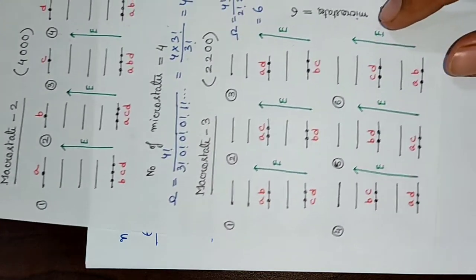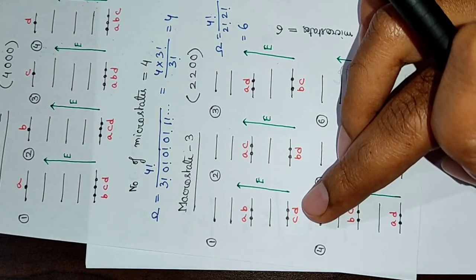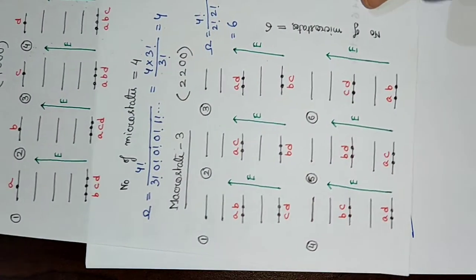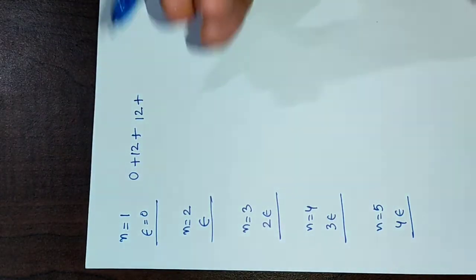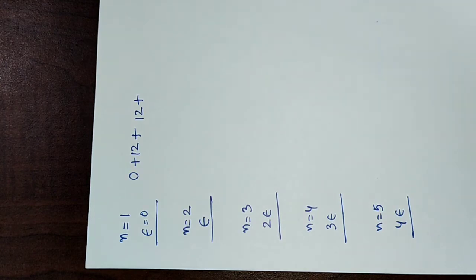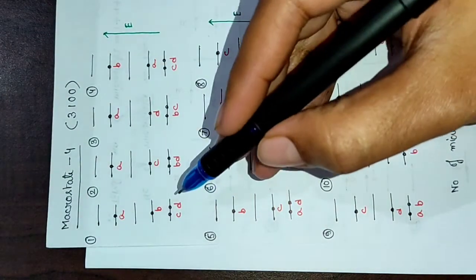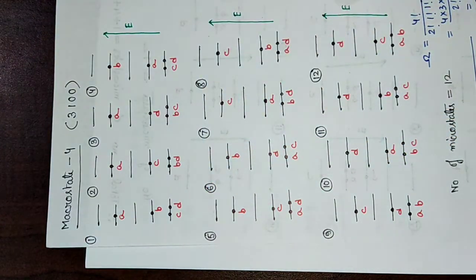Next, macrostate 3, we have 2 particles in the ground state and there are 6 microstates. So it will be 6 into 2 equals 12. Then comes macrostate 4. Here we have 2 and 12 microstates, so it will be 24.